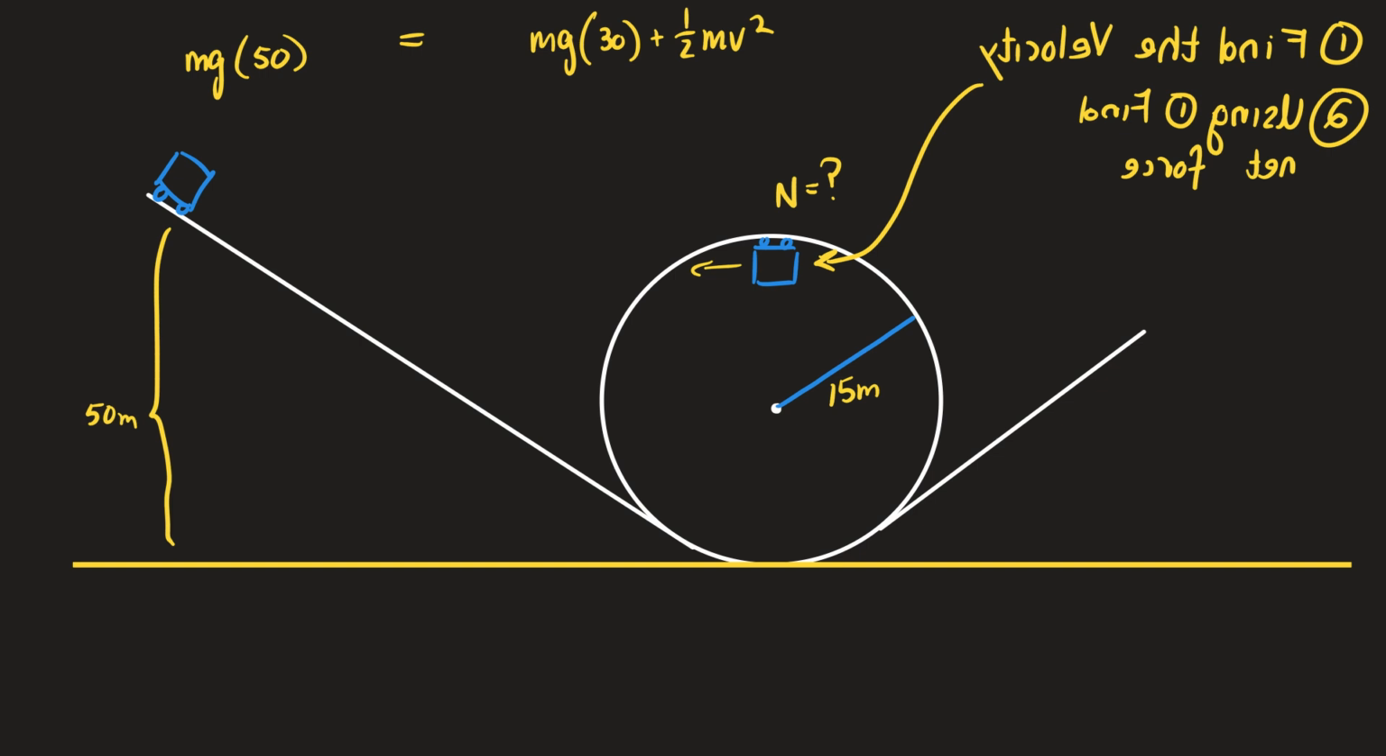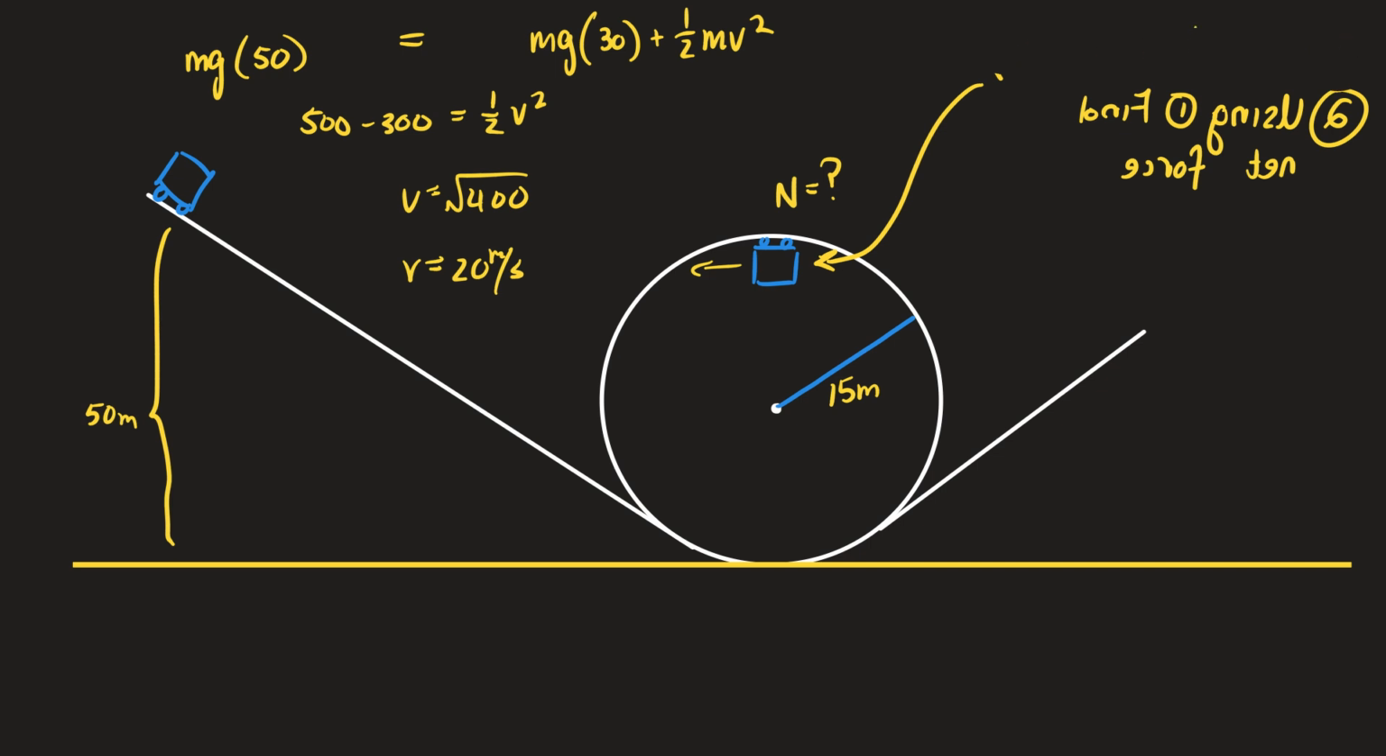So we cancel out all the M's. We get 500 minus 300 equals 1/2 V squared. So V is the root of 400. So V is 20 meters per second. All right, so we have successfully found the velocity at the top. Next, you need to use net force. That's the next part of this, is using net force.